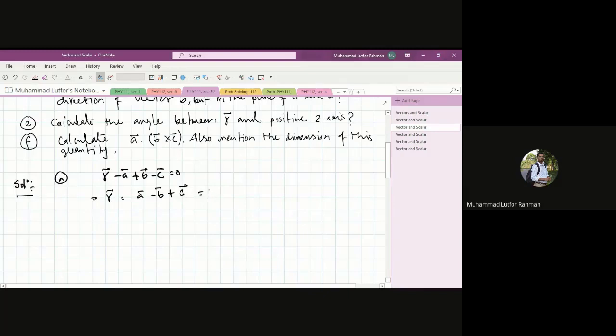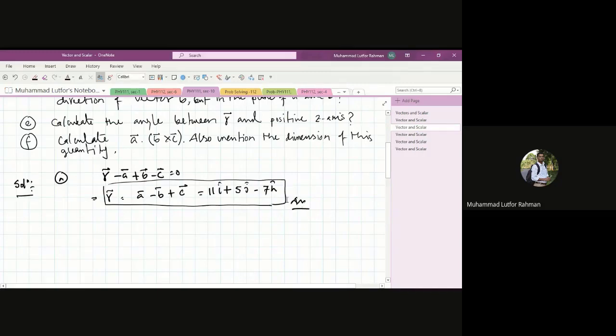So in that case, you will find 11 i hat plus 5 j hat minus 7 k hat. So this is the answer to the first question. It's very straightforward. I hope you can find it.